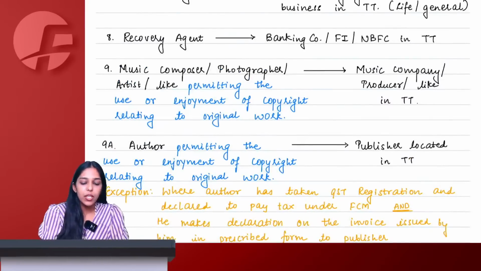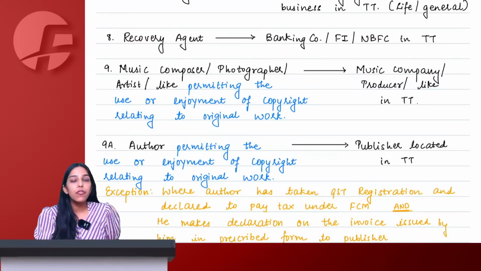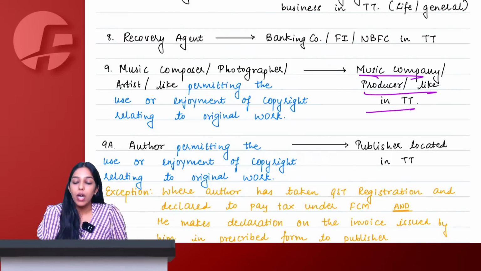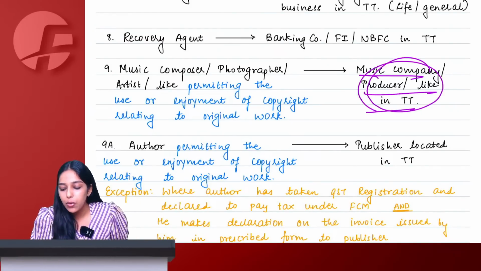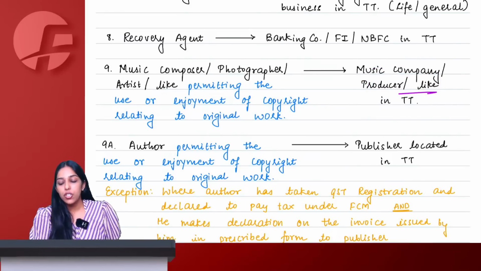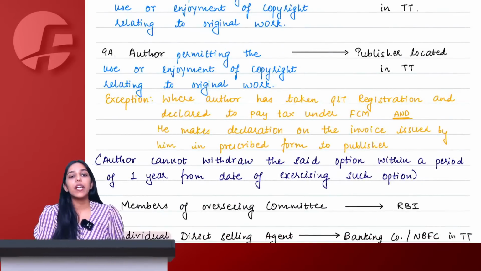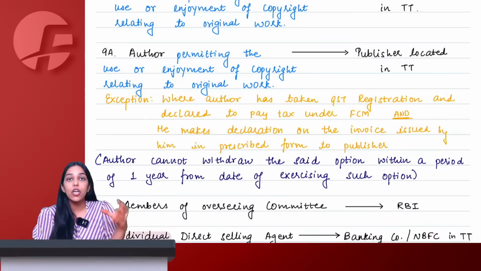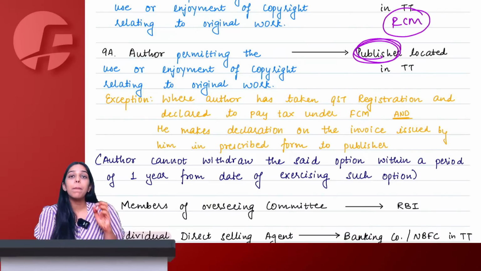Then a music composer, photographer, artist, whoever is permitting the use of their original work to a music company, producer, etc. Of course, these will be small people and the music company, producer will be big people. So they will only pay tax under reverse charge mechanism. Again, for an author who has written a book, if the author is giving the rights of his original work to a publisher, it is taxable under reverse charge mechanism normally.